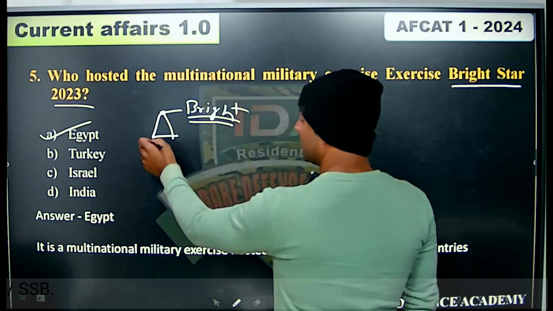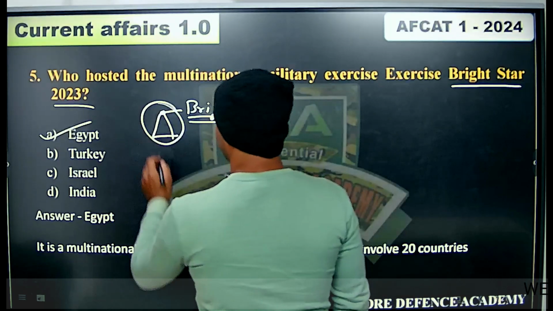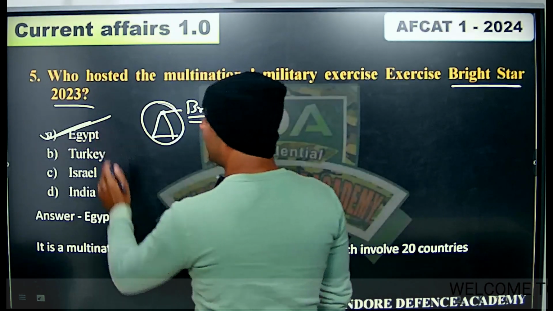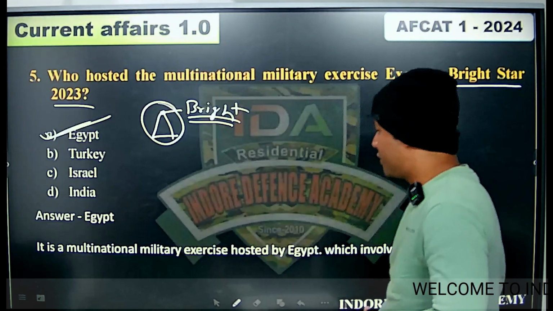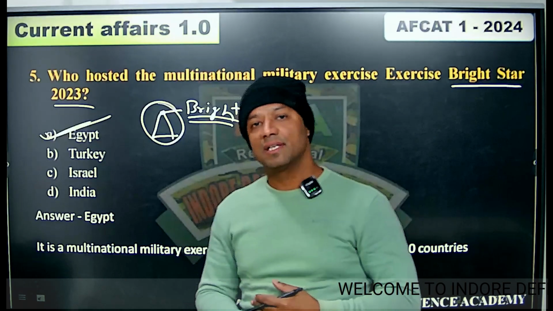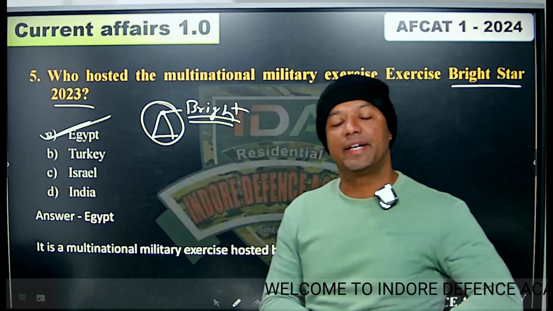So bright is a thing. This triangle denotes the pyramid. So by the pyramid, you can easily say it is Egypt. And it is a multinational military exercise, consisting of 20 different nations, 20 different armies, my friends.